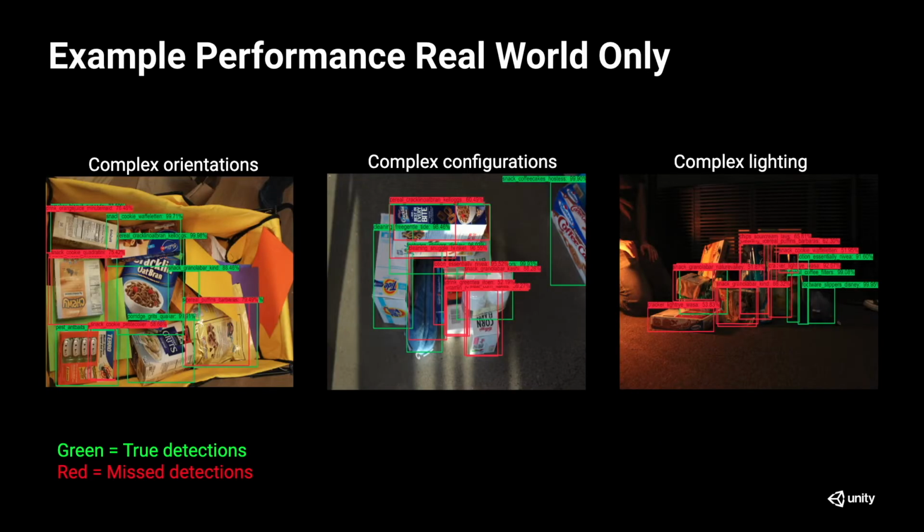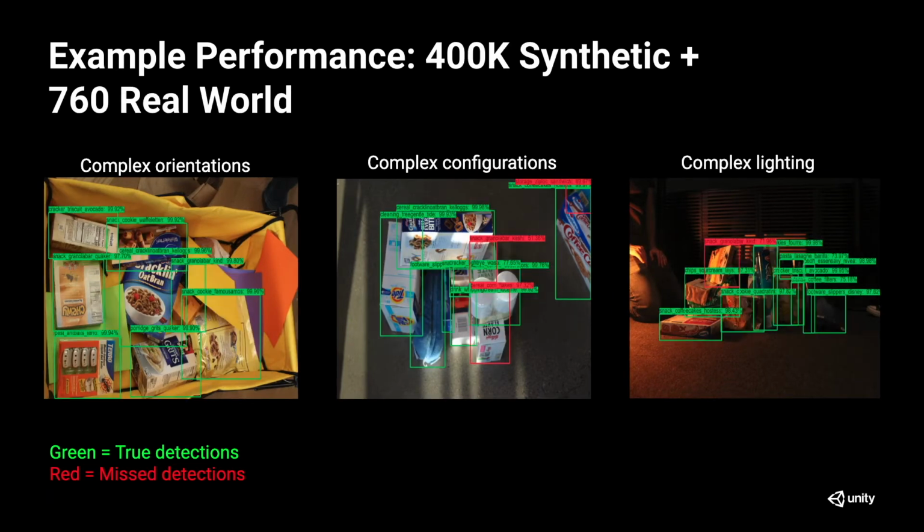Here are some examples of the performance of the model trained with the real-world data alone, and we can see many misdetections in red across different orientations, configurations, and lighting conditions. When we add the synthetic data into the mix, we see the number of misses goes down dramatically, and many of the objects in these images, at least, are detected correctly.